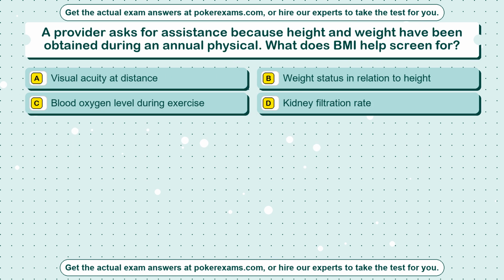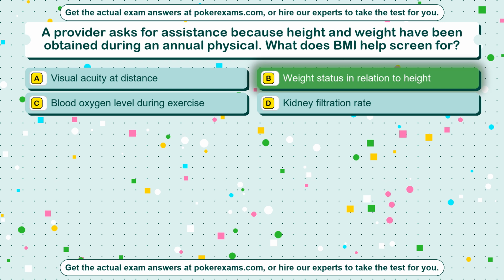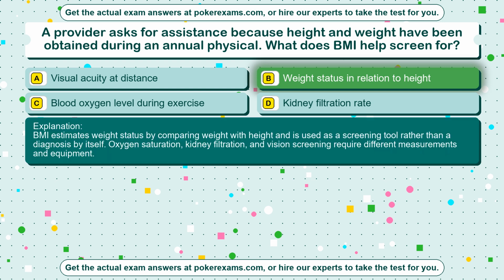Question 85. A provider asks for assistance because height and weight have been obtained during an annual physical. What does BMI help screen for? Option A. Visual acuity at distance. Option B. Weight status in relation to height. Option C. Blood oxygen level during exercise. Option D. Kidney filtration rate. The correct answer is option B. Weight status in relation to height. BMI estimates weight status by comparing weight with height and is used as a screening tool rather than a diagnosis by itself. Oxygen saturation, kidney filtration, and vision screening require different measurements and equipment.